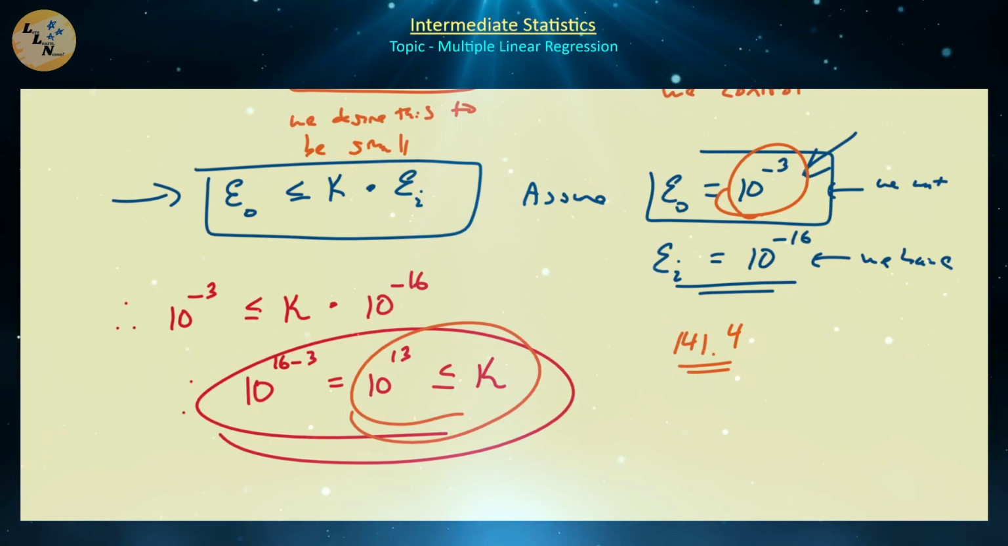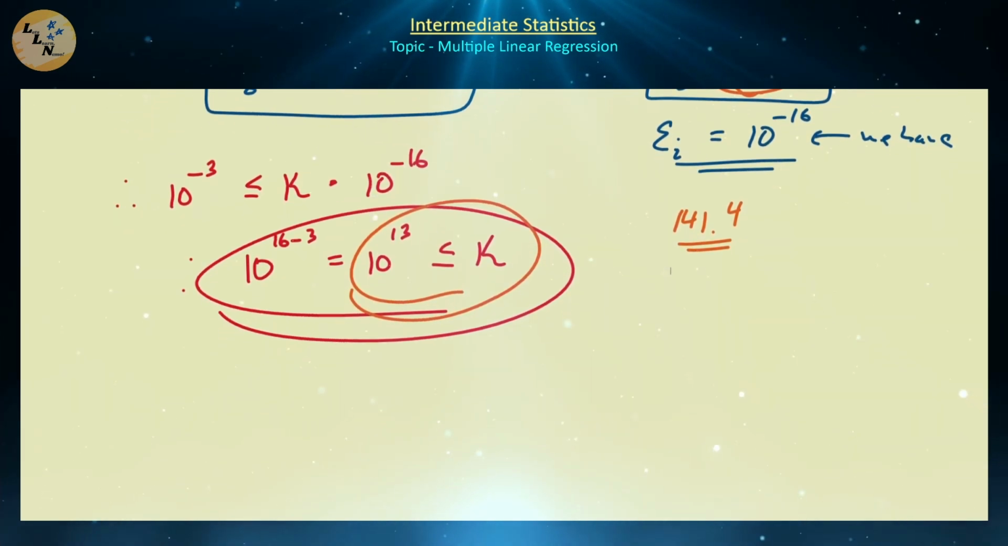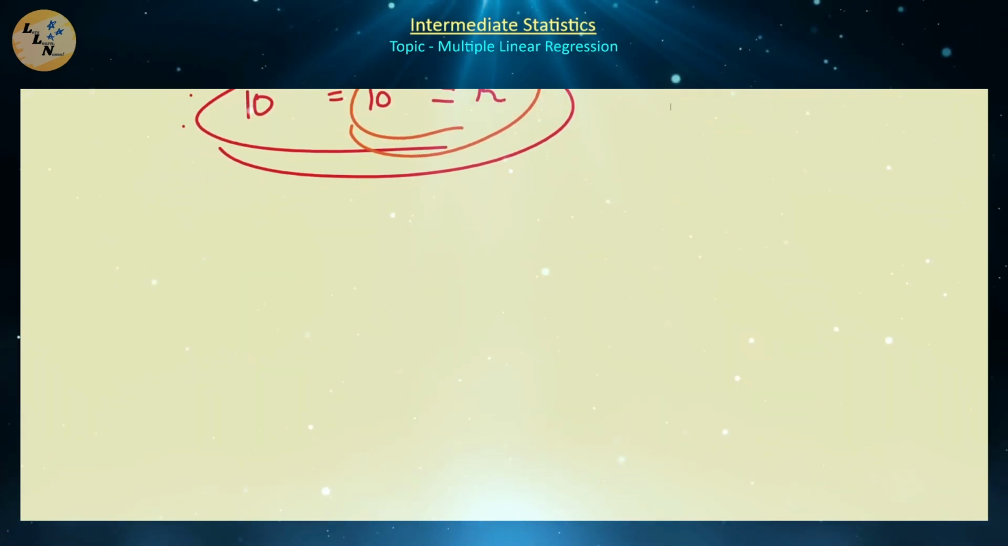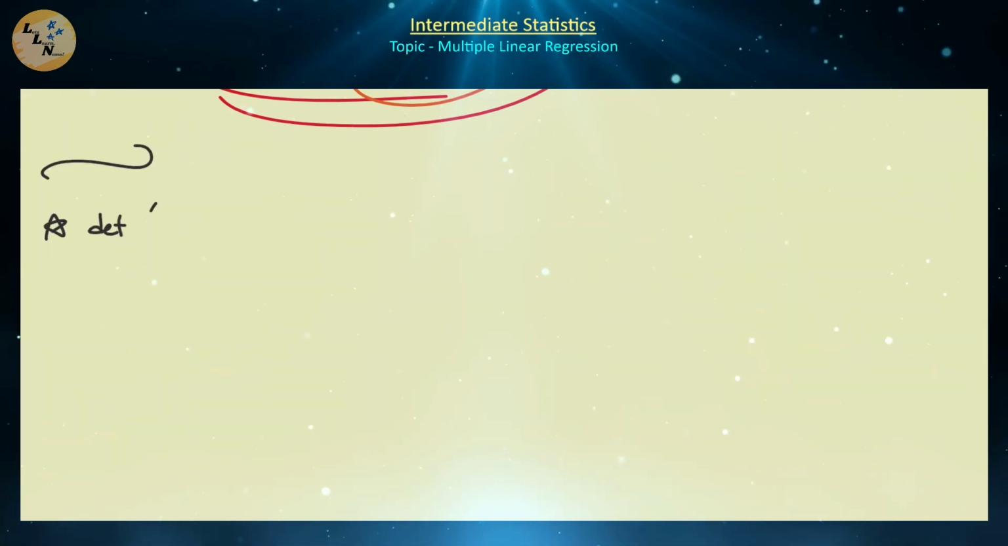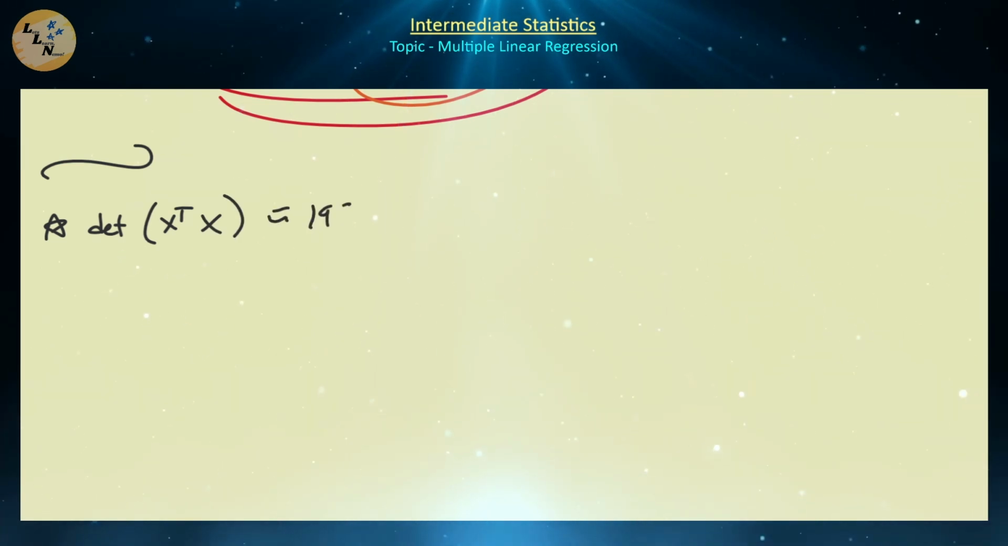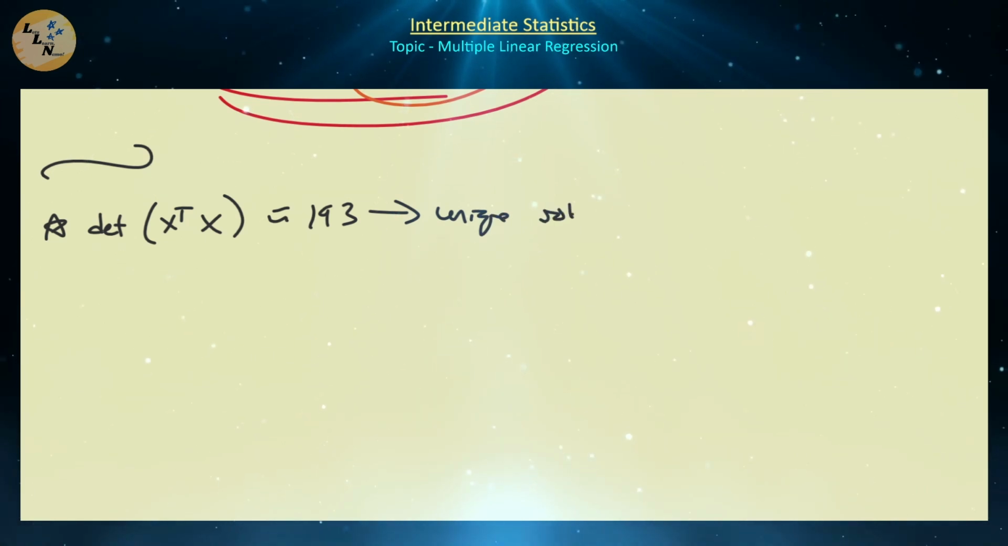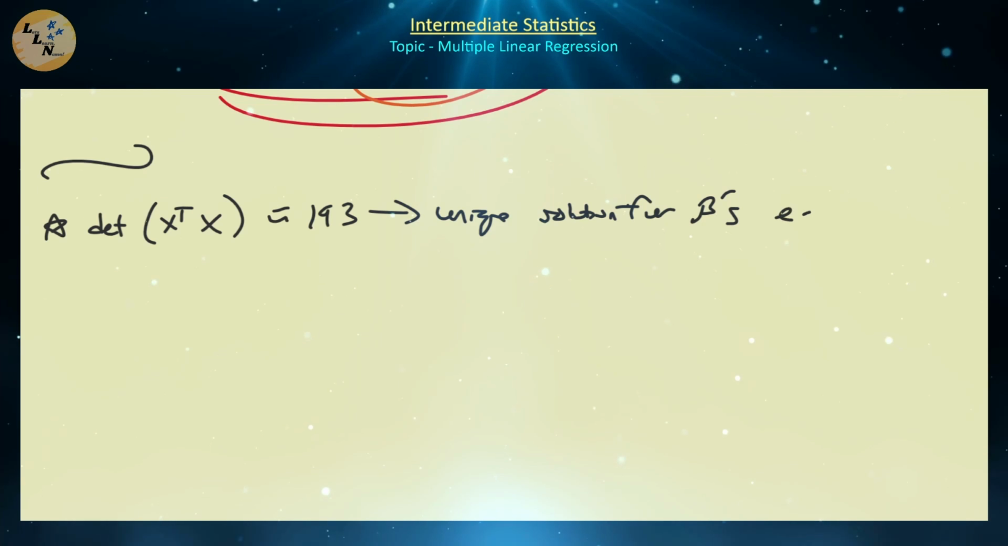Another thing that we also need to be able to check is to see if the matrix XTX is indeed invertible, and in particular that the determinant is not equal to or close to 0. So the determinant of the matrix XTX, one can find, is approximately equal to 193. So that means a unique solution for our betas exists, which is actually a very good thing.